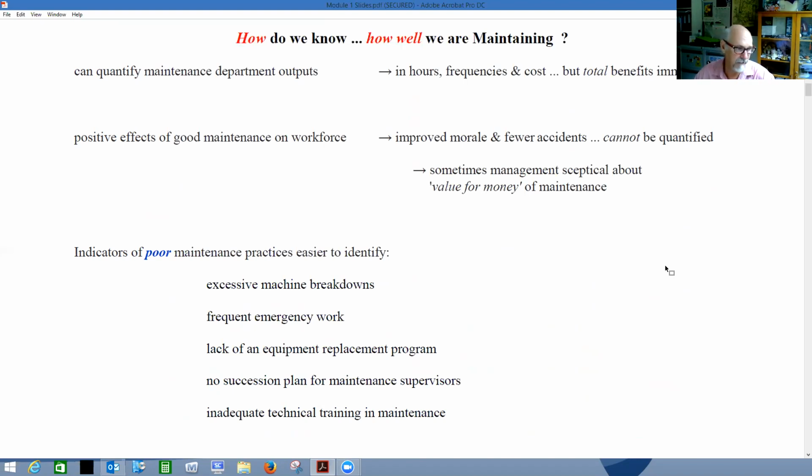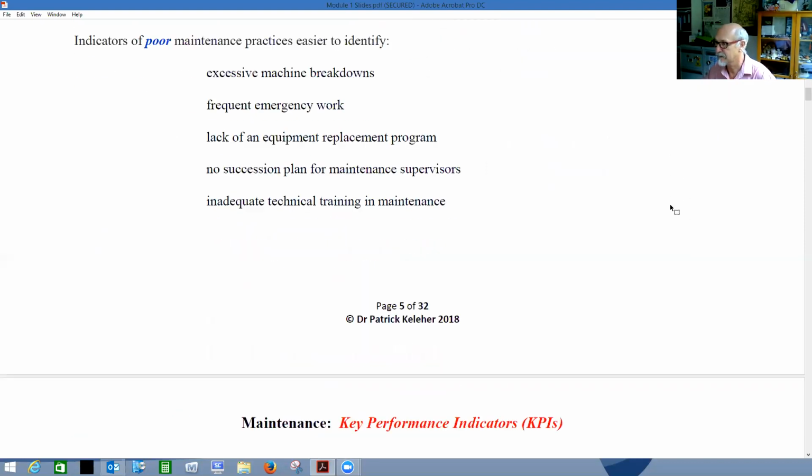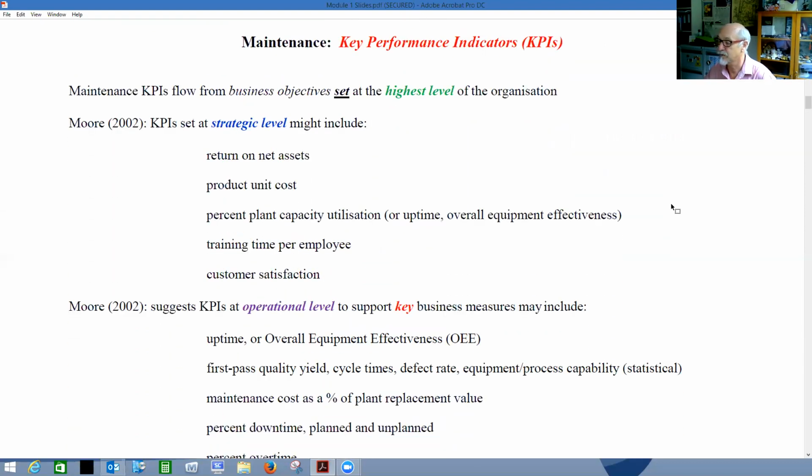Inadequate technical training and maintenance. Again, if you've got people that have been trained some time ago, things change: machines change, control systems change, engine systems change. So again, it's very important to keep your staff adequately qualified, or to attract adequately qualified and experienced staff as well. That brings you to the point of how do you start measuring this stuff? So maybe there are some performance indicators, in particular key performance indicators, and they flow from the business objectives, which are set far above where you are down in the workshop.